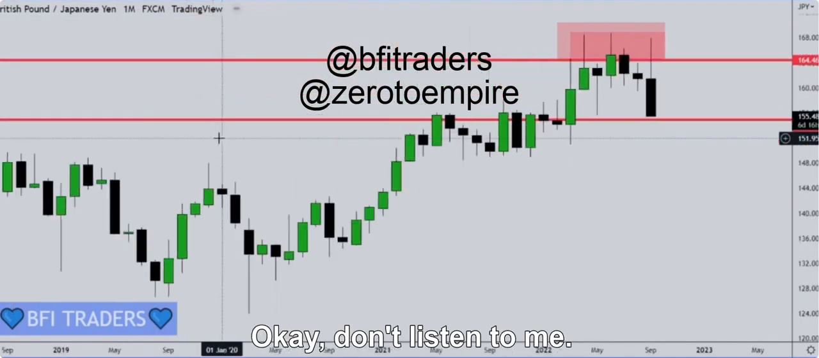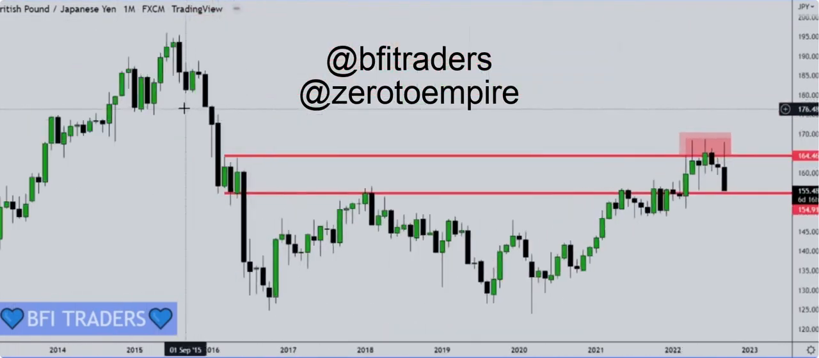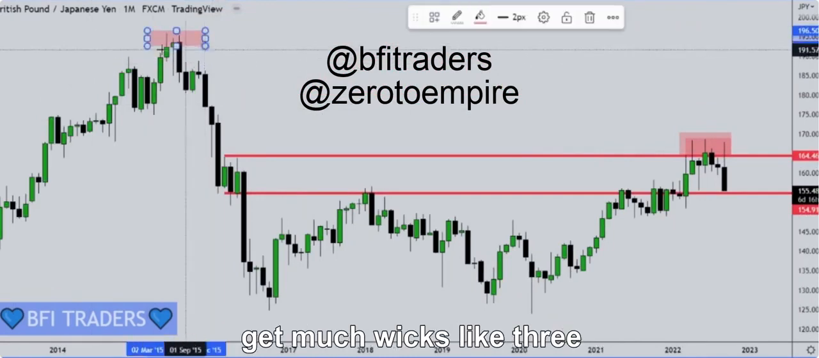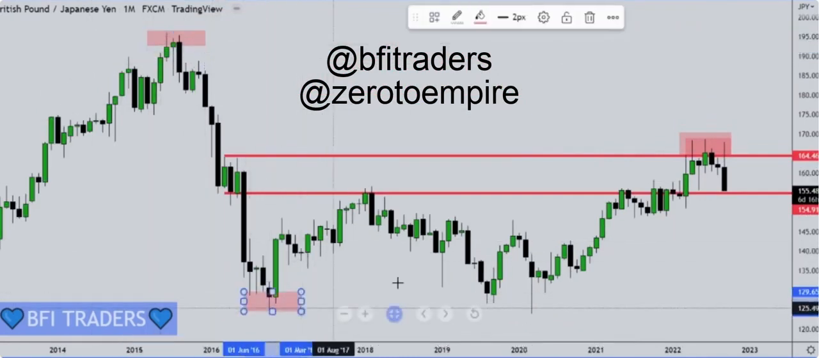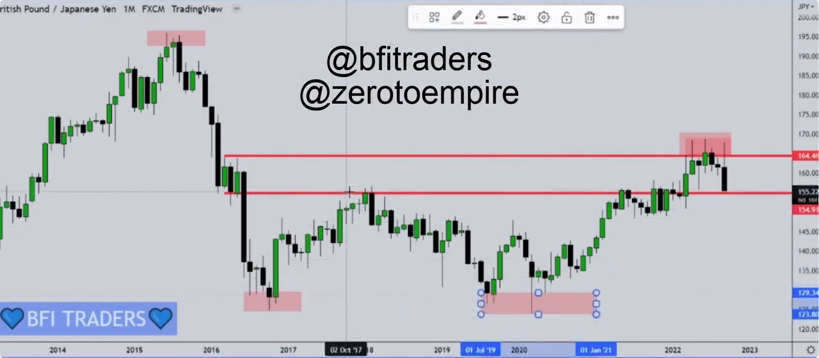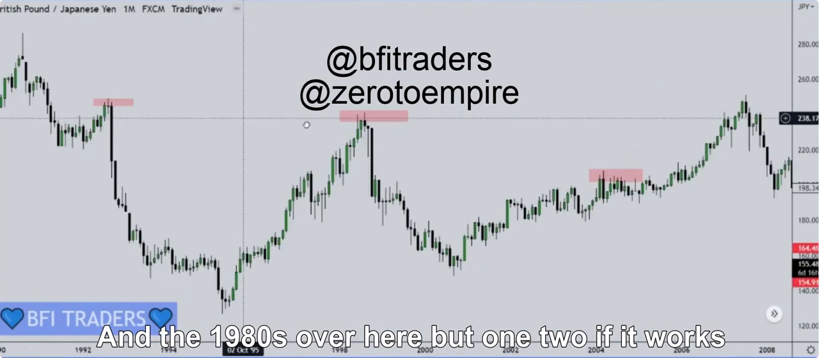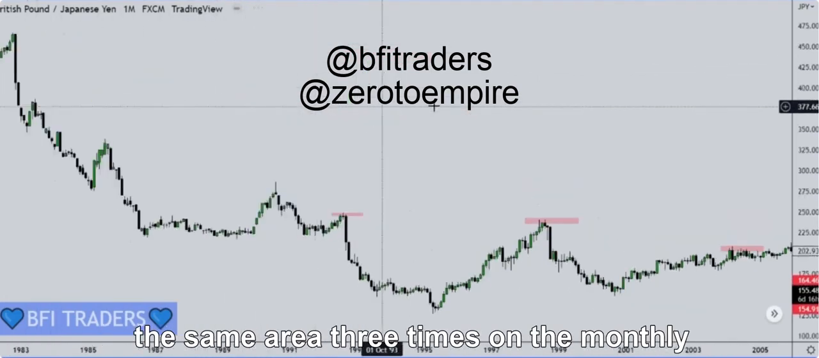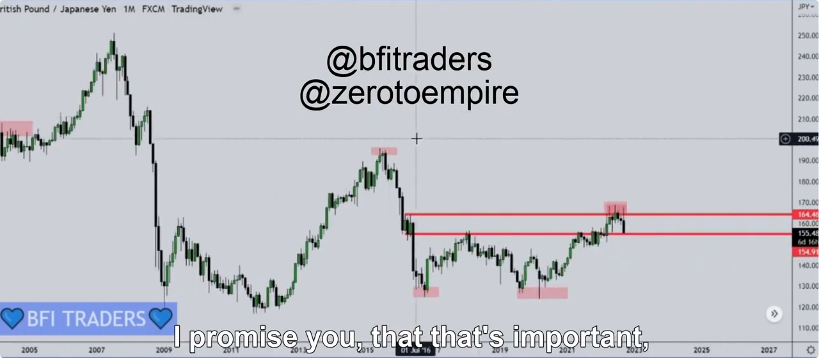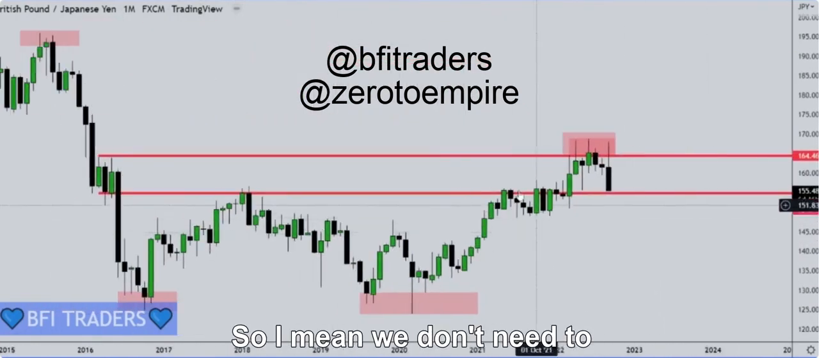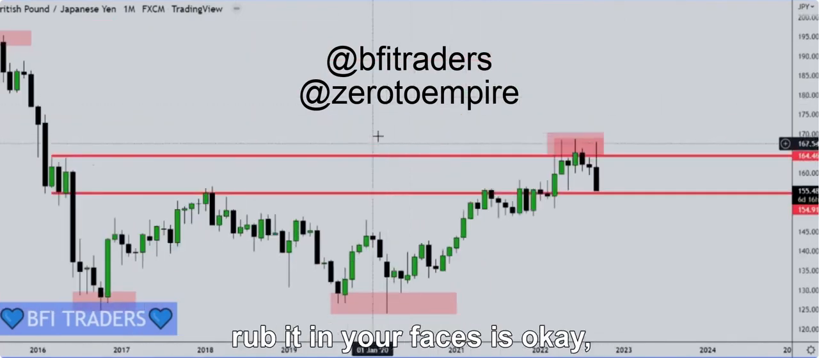Okay, don't listen to me. Over here, well, not really. You didn't get many wicks, like three. When it makes U-turns, I mean, this is like 3 wicks on a monthly in the 1980s over here. But one, two, if it wicks the same area 3 times on the monthly, I promise you that that's important. Okay, so I mean, you don't need to rub it in your faces, okay?